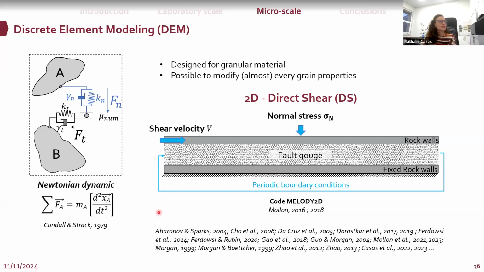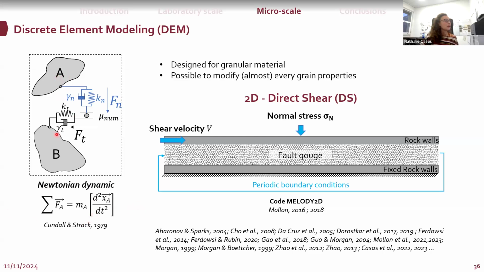So discrete element modeling, for those who don't know the method, is designed for granular material. Each particle that we insert within the model will behave as a single body with its own dynamics, its own velocity, displacement, rotation, everything.